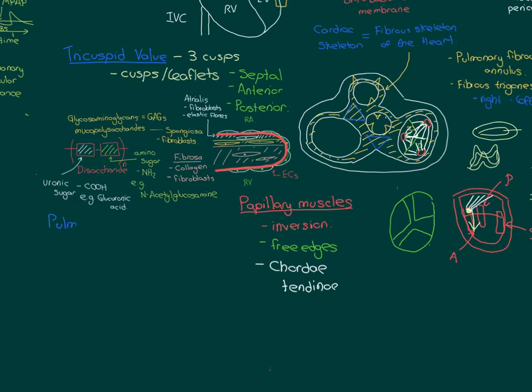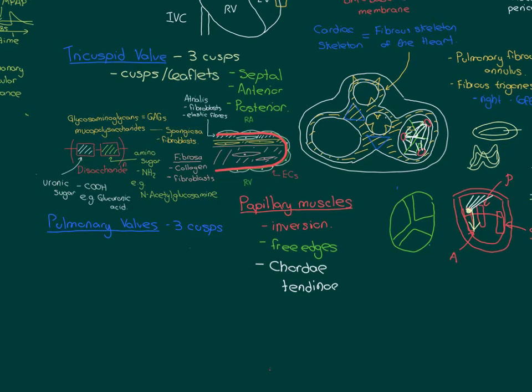So the pulmonary valve is between the right ventricle and the pulmonary trunk. And just like the tricuspid valve, it's going to consist of 3 separate valve cusps. So the first thing I want to do is show you the positions of these 3 cusps.